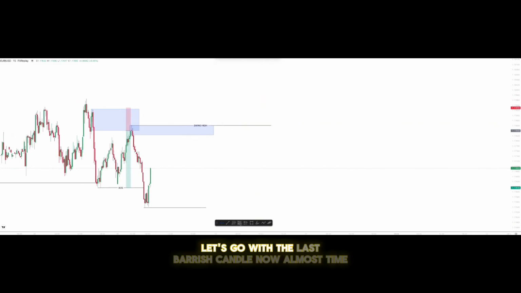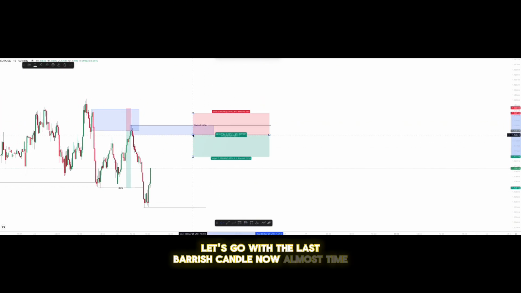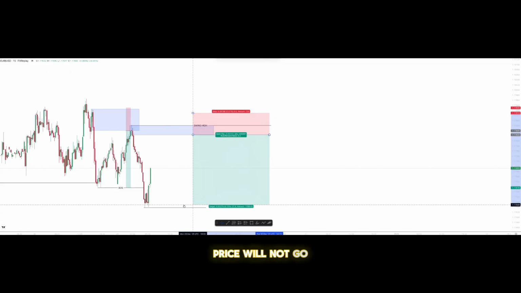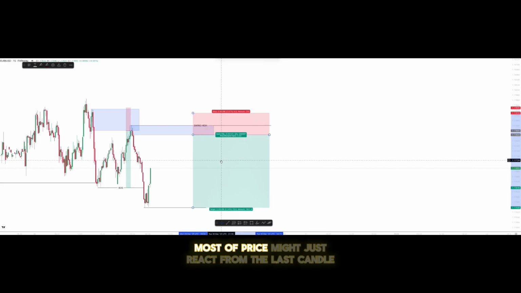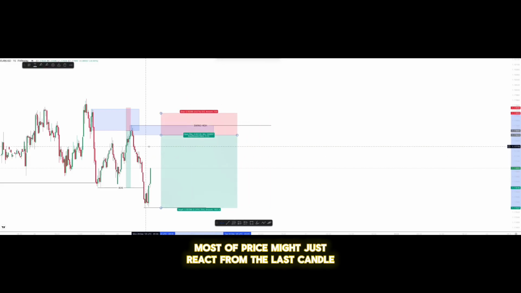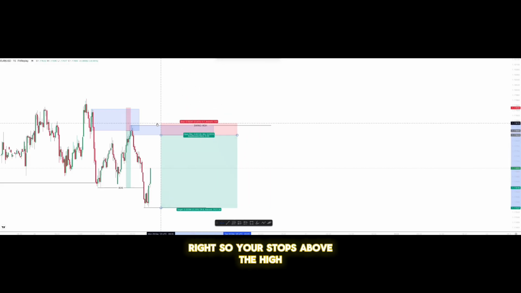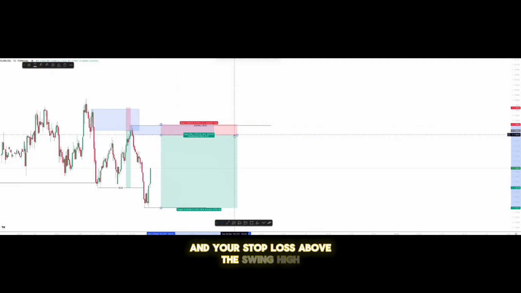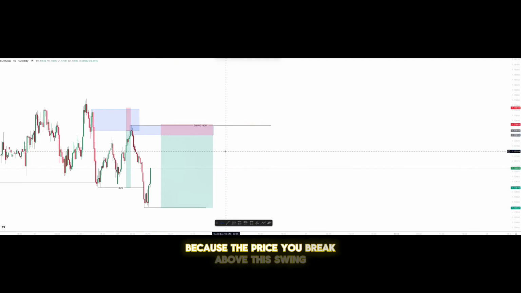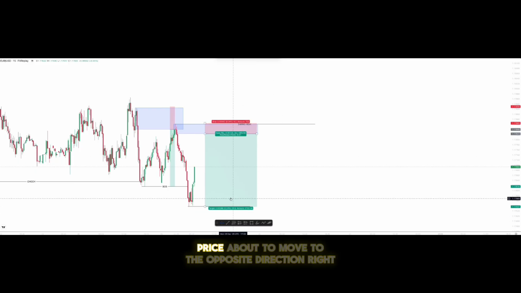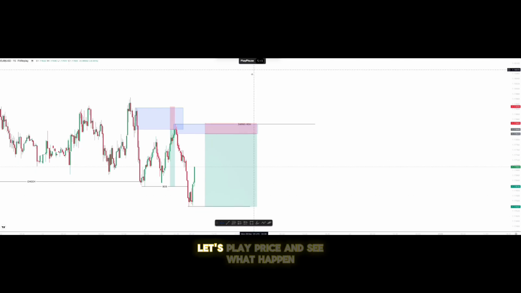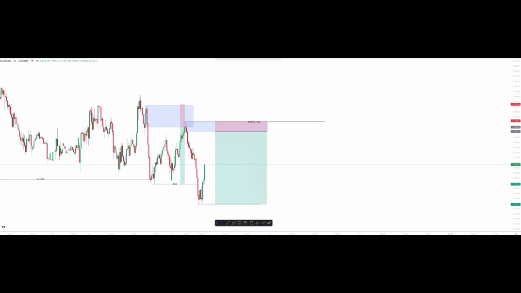So okay, let's go with the last bearish candle. Most times price will not go that high to indicate your supply zone. Most of the price might just react from the last candle, right? So your stops are above the high. Put your stop loss above the swing high, because price breaking above this swing high is a clear indication that we're no longer bearish. Price is about to move in the opposite direction, right? Let's play price and see what happened.